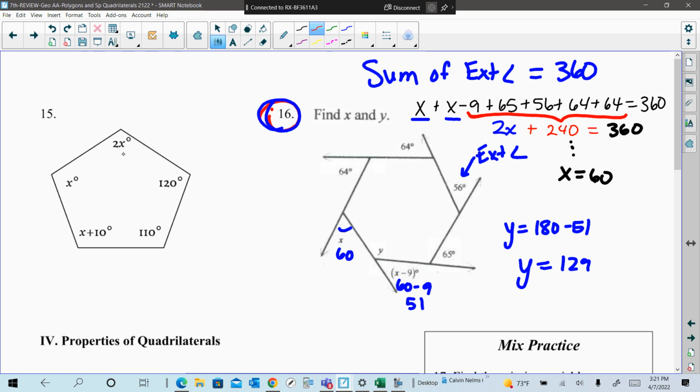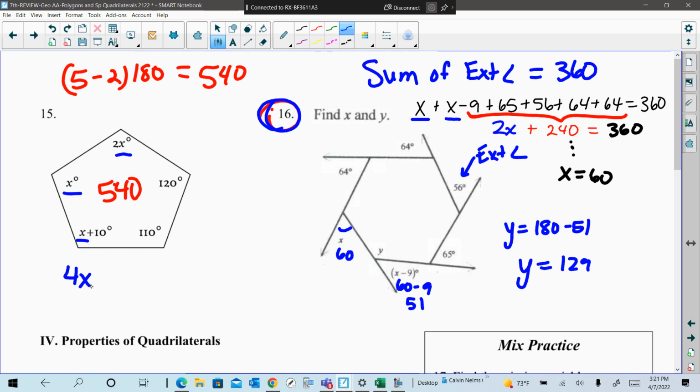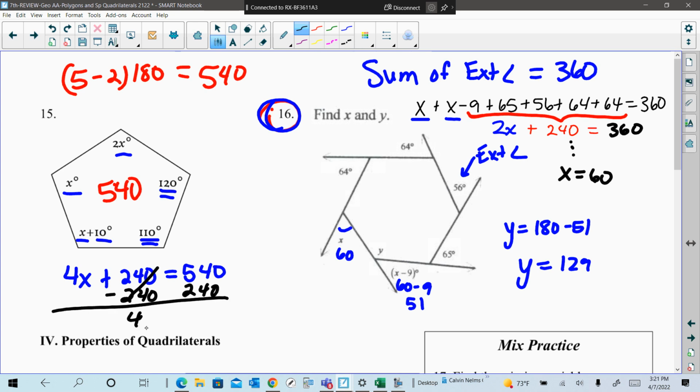Okay. We had some more polygons on this back page. Here we first need to find the total sum of the pentagon. So 5 minus 2 times 180 comes out to be 540. So we know this total interior sum is 540. Now we write our equation. I combine my like terms: 2x, an x, and an x give me a total of 4x. Then 120, 110, and 10 give me a total of 240. Make that equal to the 540, which is my total sum. Now isolate your variable first by subtracting 240 from both sides. You get 4x equals 300. Then divide by 4. Your answer should have been x equals 75.